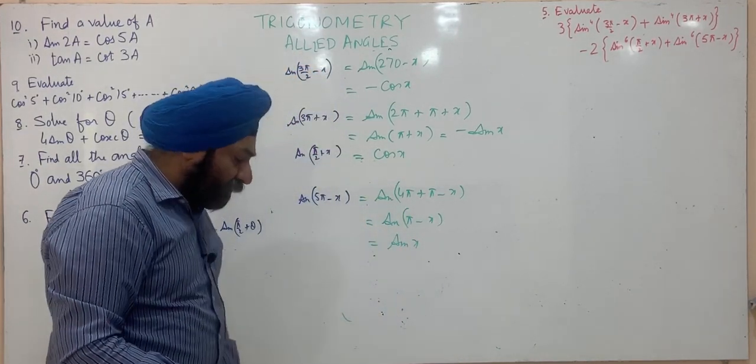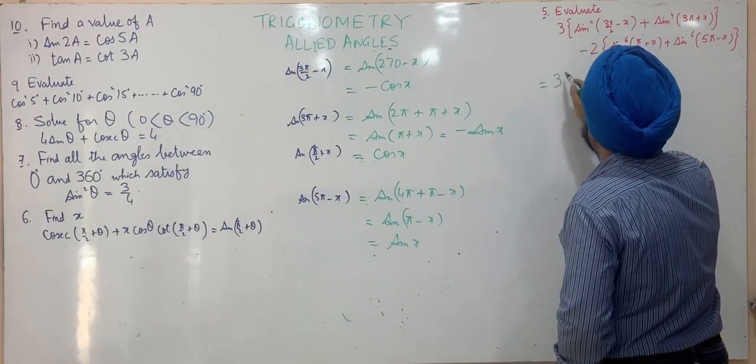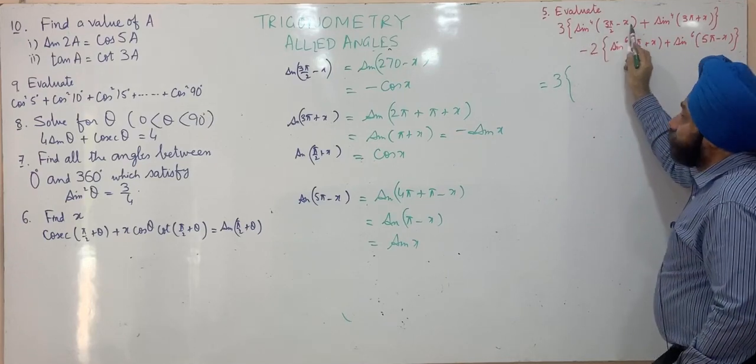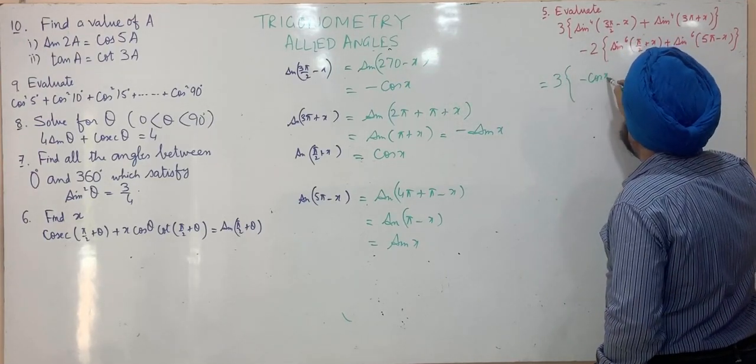Now we substitute these values in the given expression. This is 3. Sine 3 pi by 2 minus x is minus cos of x. So minus cos of x.